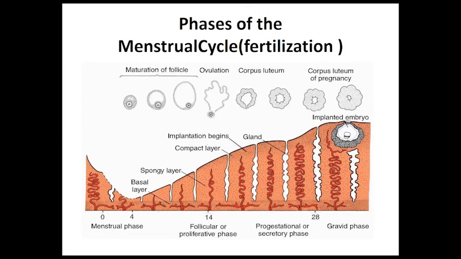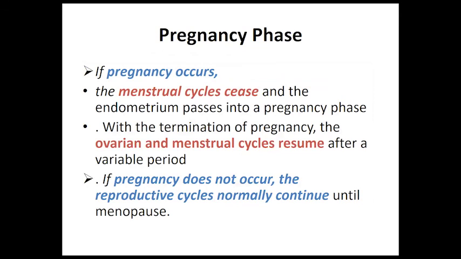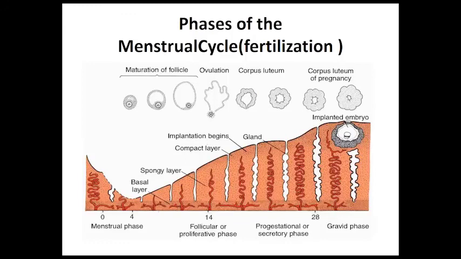Initially it was the corpus luteum of menstruation. If pregnancy occurs, it is going to be called the corpus luteum of pregnancy. It does not stop its function, it continues to produce progesterone. So that was about the menstrual cycle, the different phases. This picture very clearly depicts the different phases which are there. So that is about the menstrual cycle and then the different stages.